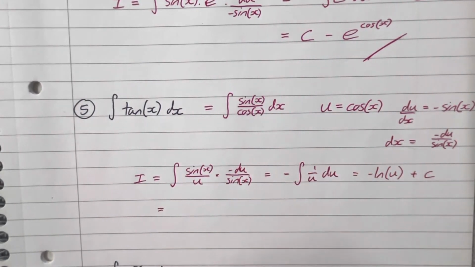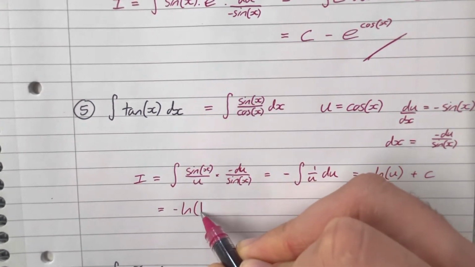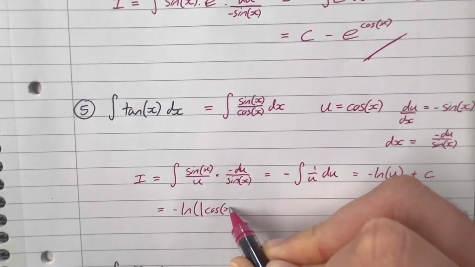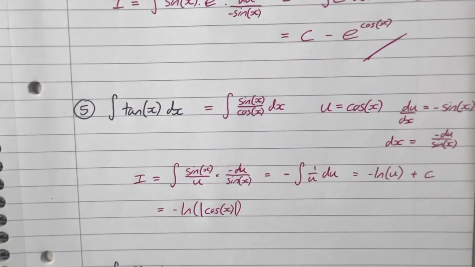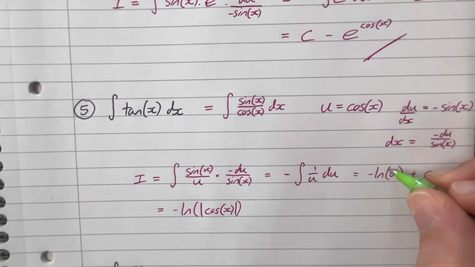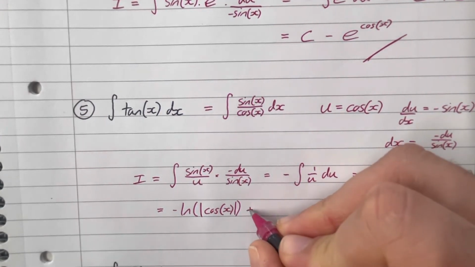So that is going to be minus the natural log of the modulus of cos of x, which I didn't mention in my previous video, but actually it should be modded because 1 over x can be negative, but log can't. So we should pop a little mod in there, and then plus c.